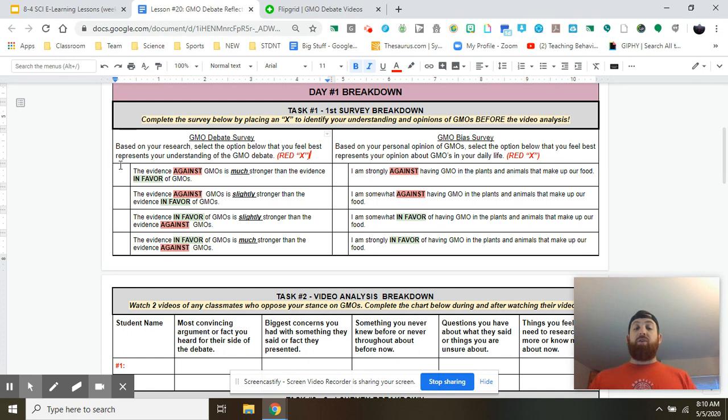So are you somebody who, when you were researching, when you created your write-up, you found that the evidence against GMOs is much stronger than the evidence in favor? Were you somebody that found that the evidence against GMOs is slightly stronger? Did you find that the evidence in favor is slightly stronger than against? Or did you find that the evidence in favor is much stronger? Based on what you wrote in your write-up, this is where you say, okay, I feel like the evidence against is super strong, or the evidence in favor is slightly stronger. Wherever you're at, you'll put an X.